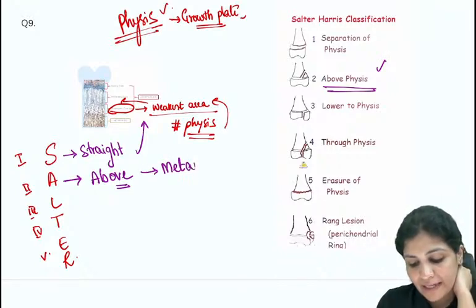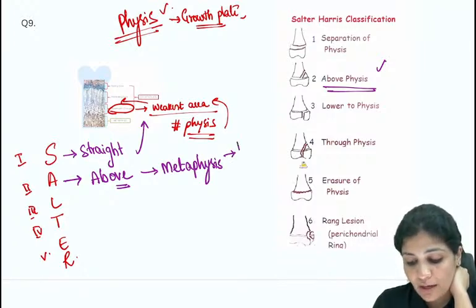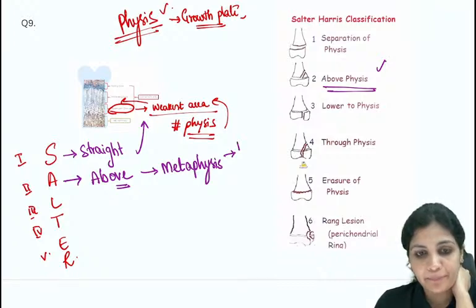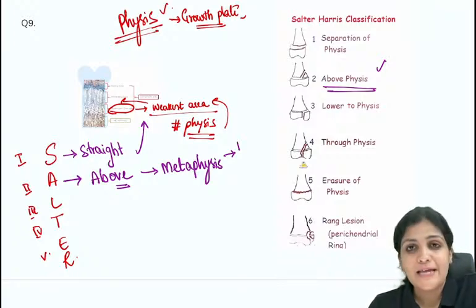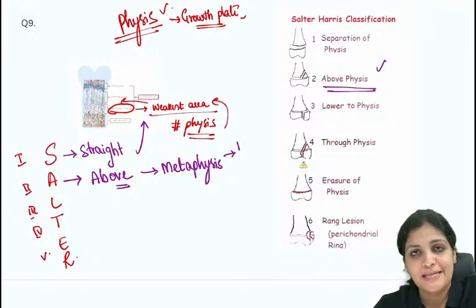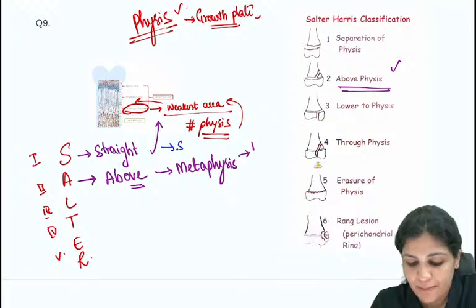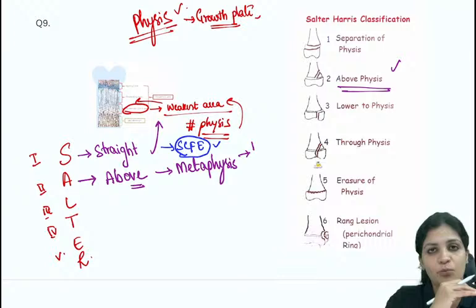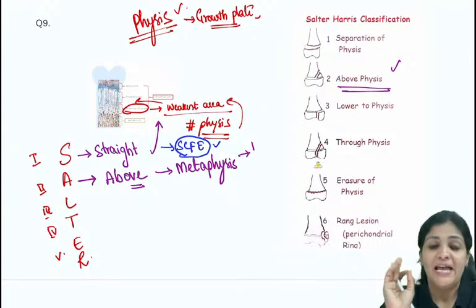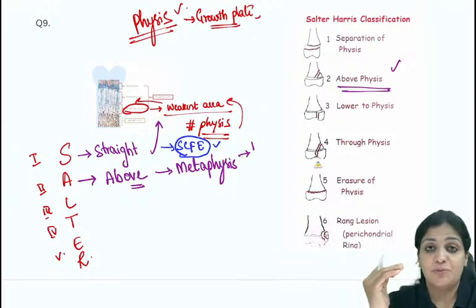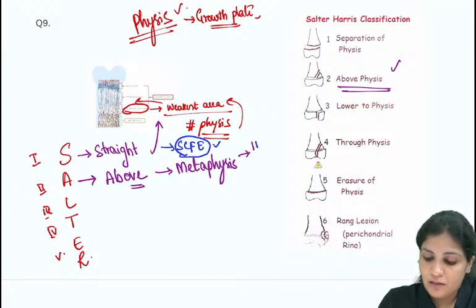It is the metaphysis, and there is a fragment which is called, what is the fragment name? What is an example of a metaphysis injury? The example is your supracondylar fracture, right? The straight example is your SCFE, slipped capital femoral epiphysis, no? In that condition there is a fracture in the physis, the weakest area, the zone of hypertrophy. Next is above. This is the metaphysis which is getting involved. Okay, you tell me that fragment. What is this small fragment called?